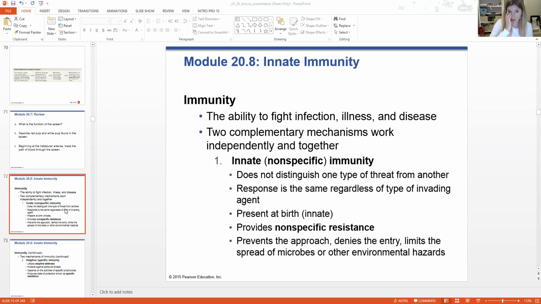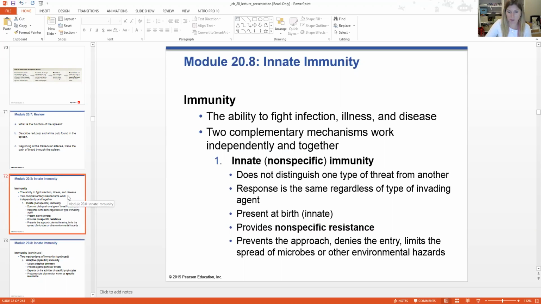So anyways, there are two mechanisms that work together to provide immunity. We have our innate immunity, which is the non-specific immunity. That's what we're focusing on right now. It does not distinguish from one type of invader or pathogen to another. It's non-specific, right? It's going to initiate the same response regardless of what the invader or pathogen is. You're born with it, and it provides this non-specific resistance. So it's basically preventing things from attacking your body in general, right? So this is general stuff.